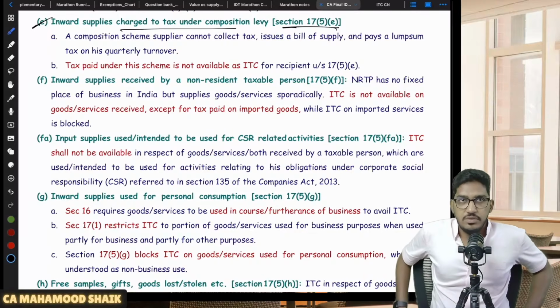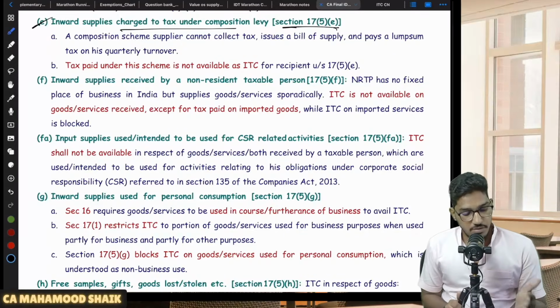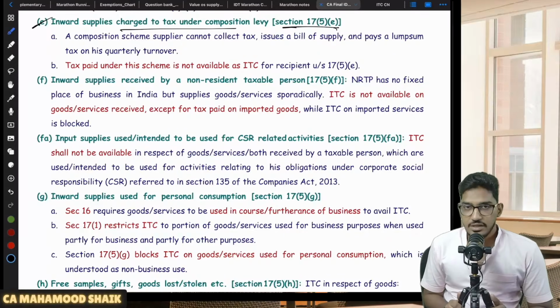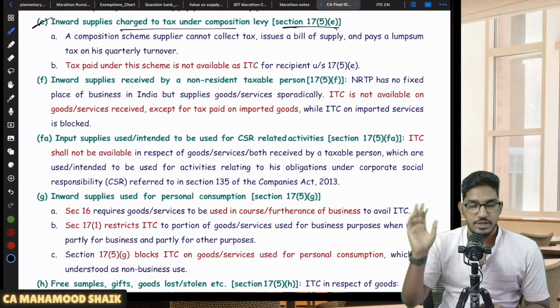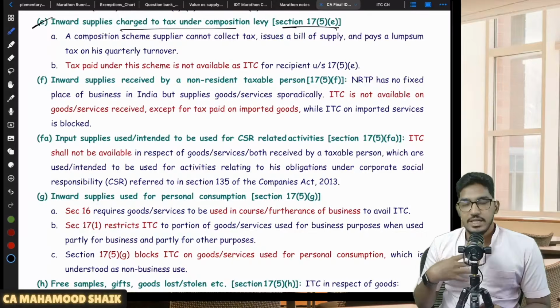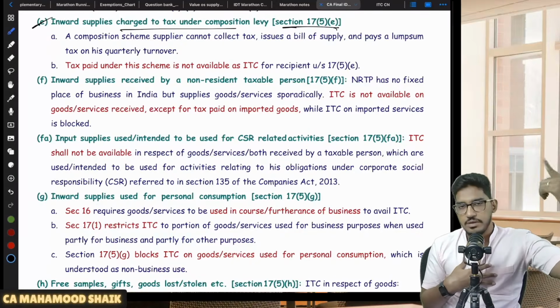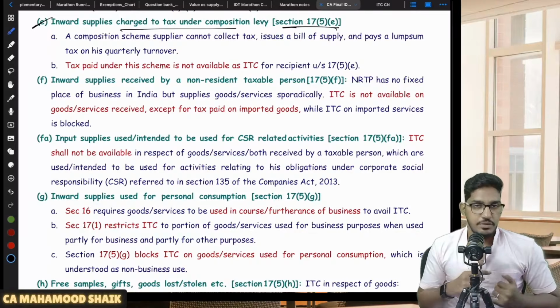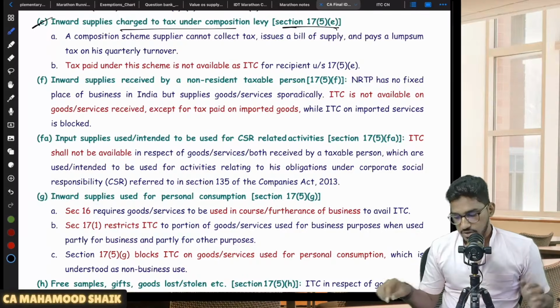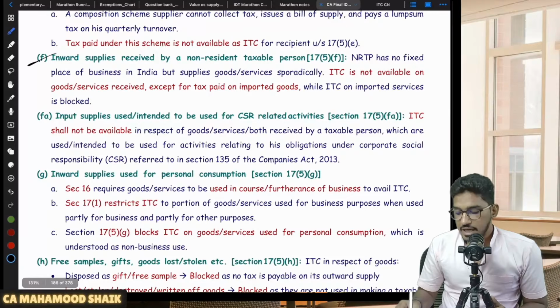Why? Because if you remember, while discussing the composition levy chapter, I clarified one point clearly. A composition dealer can't avail input tax credit. A composition dealer can't pass on the input tax credit. Yes or no? This point we have already covered. So in case you are a registered person buying goods or services from another registered person who has opted for the composition scheme, whatever purchase you make from that person, you can't avail ITC on that. ITC is blocked. Next, inward supplies received by a NRTP.